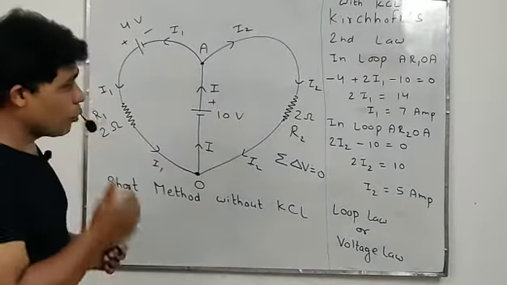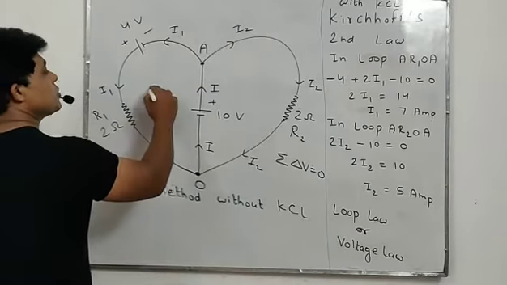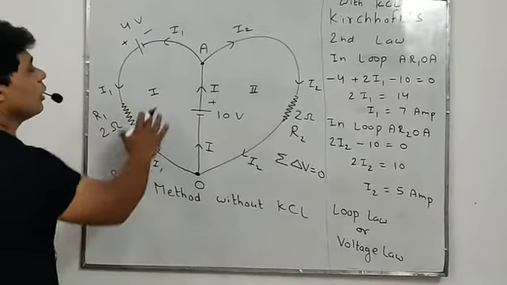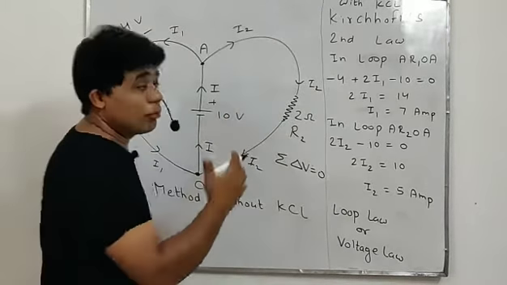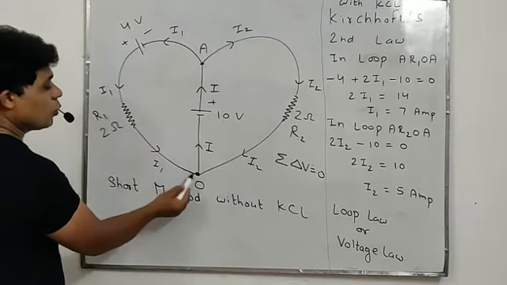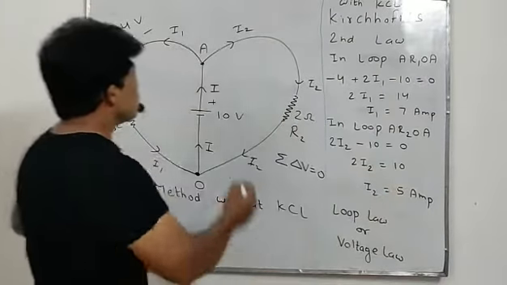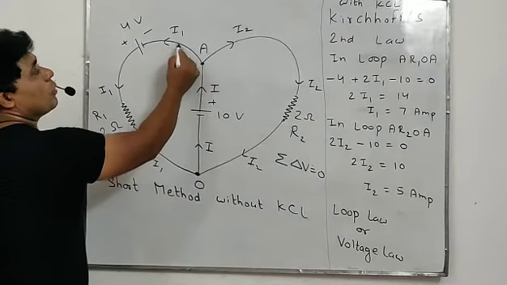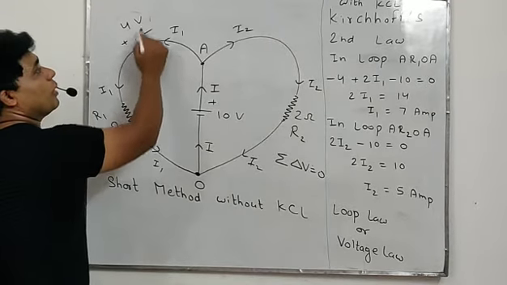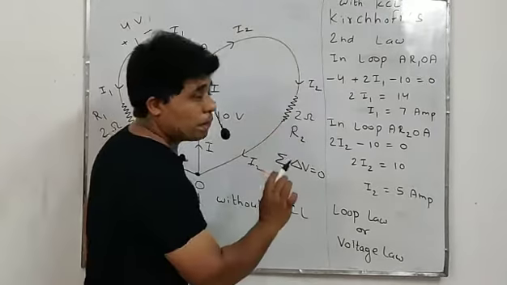So I'm going to apply Kirchhoff's second law in this loop. This is the first loop and this is the second. I'm going to apply it in this loop first, and I'm going to name the loop A R1 OA. In loop A R1 OA, we start with point A. First, the negative terminal of that 4 volt battery comes. We are reaching the negative terminal, so we'll write -4.